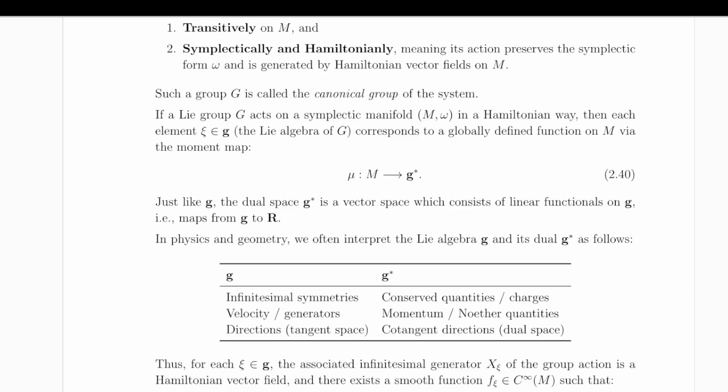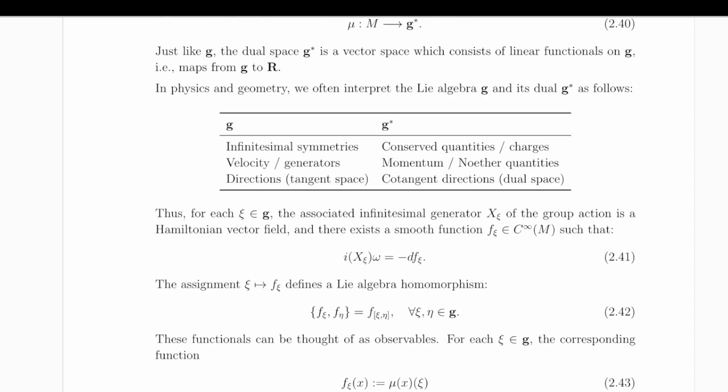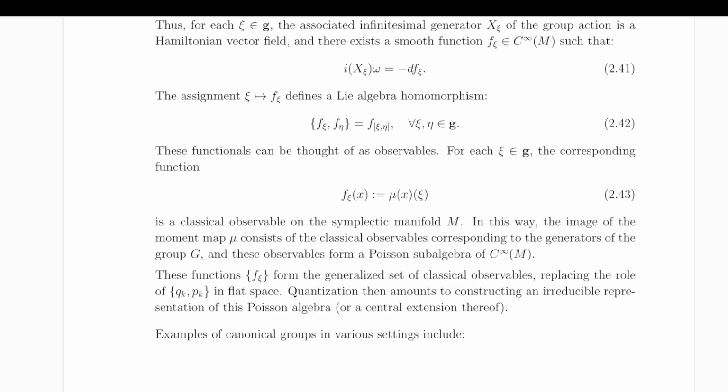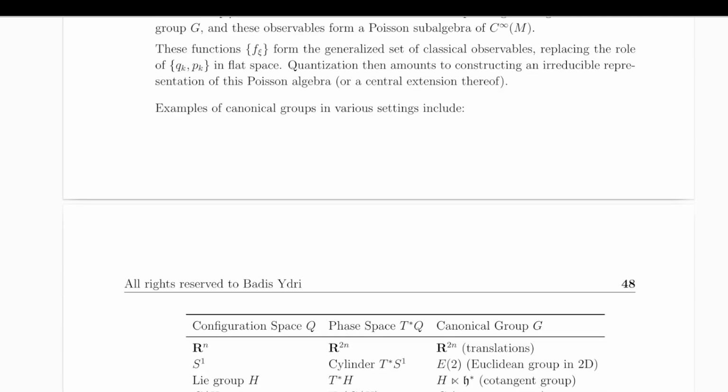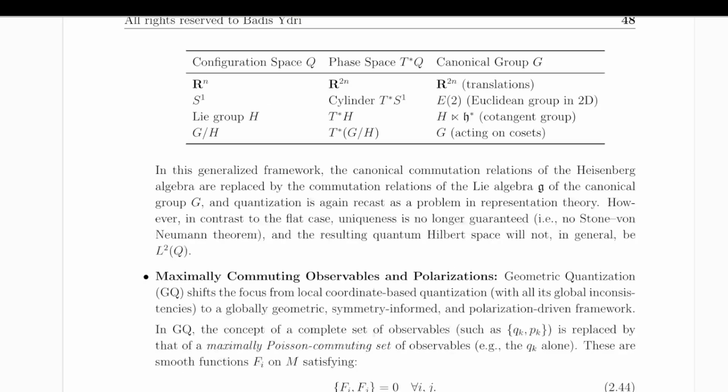Quantization then becomes a problem in representation theory. We seek irreducible representations of the associated Poisson algebra. Thus, the canonical commutation relations of flat space become, in the general case, the commutation relations of a group adapted to the geometry of the phase space. For example, for the cotangent bundle of a circle, the appropriate group is the Euclidean group in 2 dimensions. Each situation demands identifying the right group and understanding how its action organizes the classical and quantum structures.